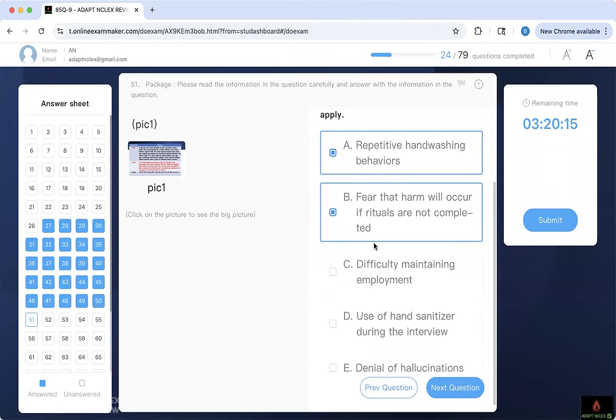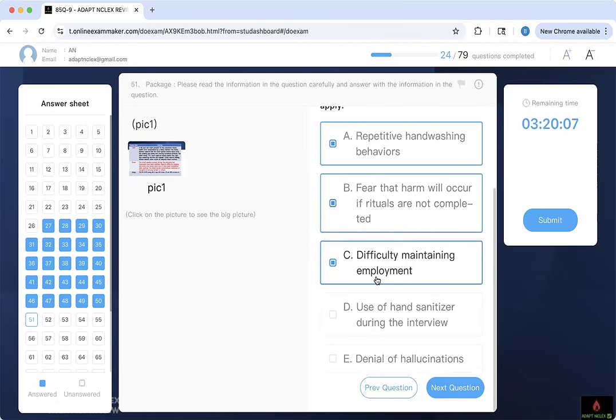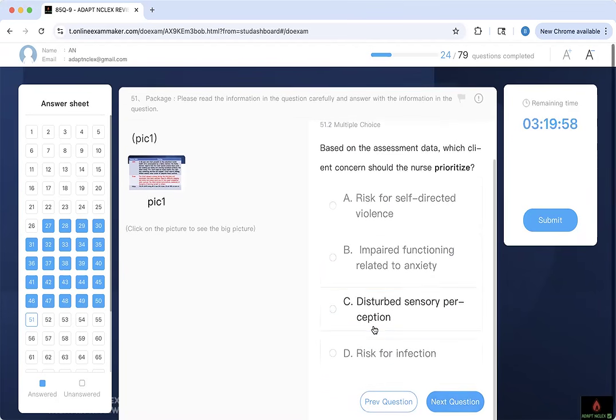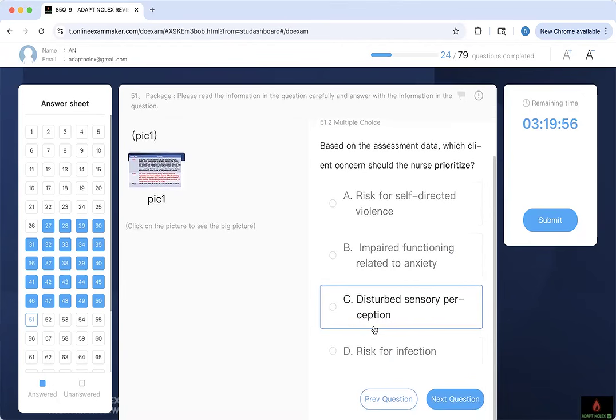Fear that the harm will occur if the ritual is not completed. It's affecting him. He has difficulty maintaining employment. He's using hand sanitizer during the interview. Denying hallucination. So that's the one. Based on assessment data, which client concern should the nurse prioritize?